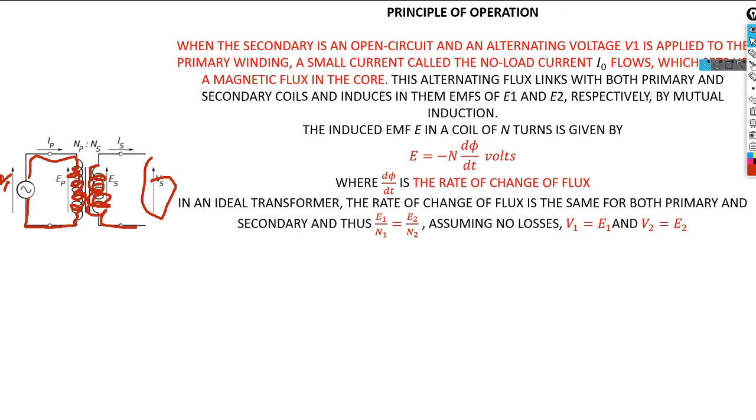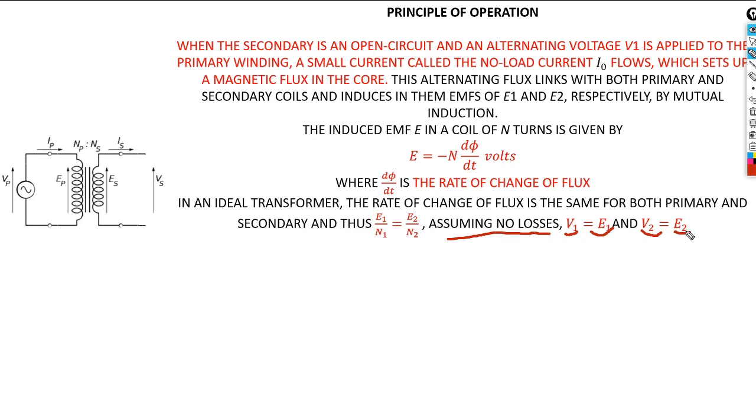Okay? What does that mean? It simply means that when we are dealing with an ideal transformer, our E1 will be equal to E2, and E1 over N1 will be equal to E2 over N2. You see that? Okay? But we assume in our transformer we have no losses, because it's ideal. So the supply voltage V1 will be equal to the induced EMF E1, and the voltage V2 will be equal to the induced E2.